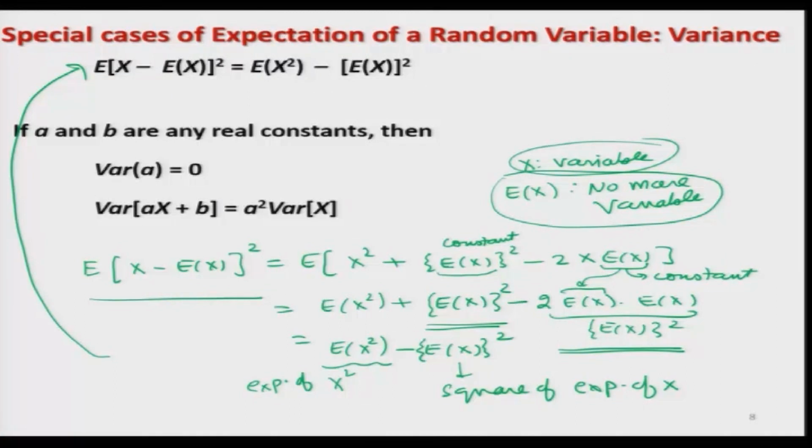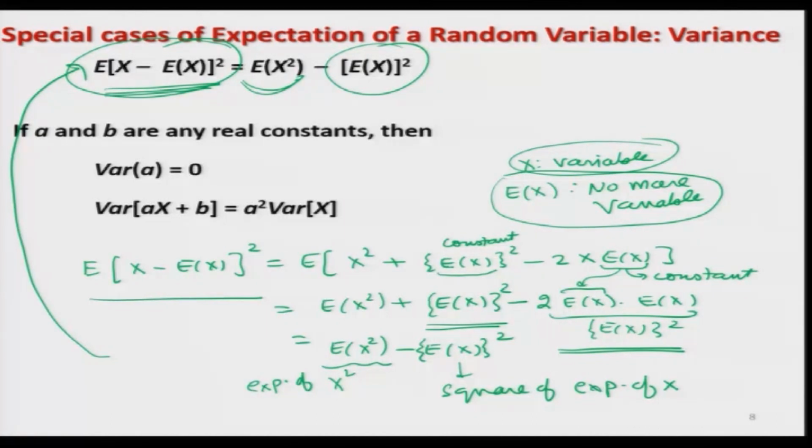So you can see that many times when we want to find the variance, then instead of finding the expected value of x minus expected value of x whole square, we try to compute the expected value of x square, and then we compute the expected value of x, and then we find the value of the variance, right.